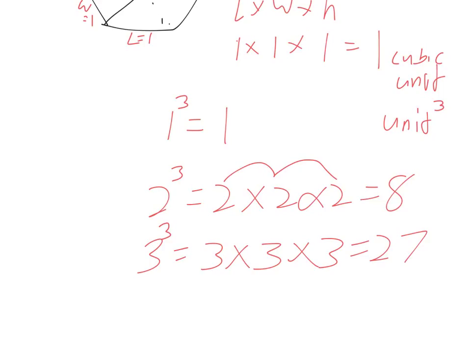You multiply it by itself 3 times, and it's called a cube because it is the way you find the volume of a cube that would have a side length of that number. Because remember, in a cube, all the side lengths are going to be equal.